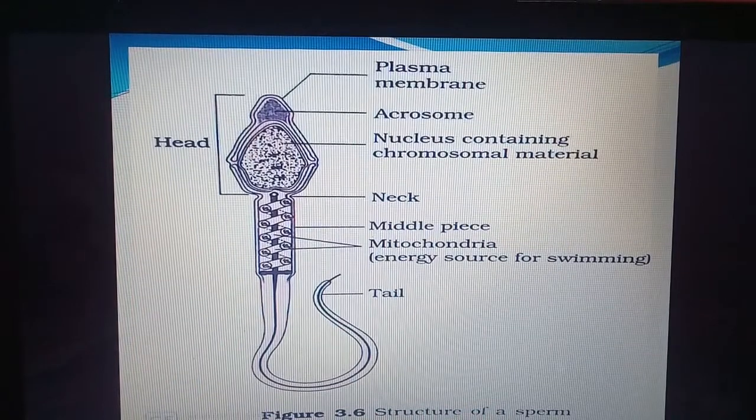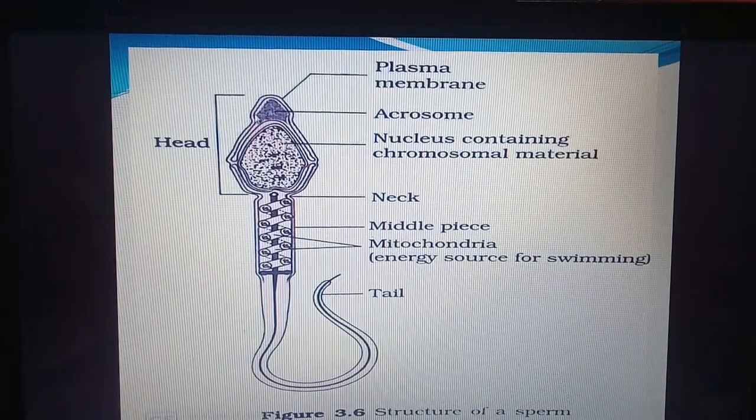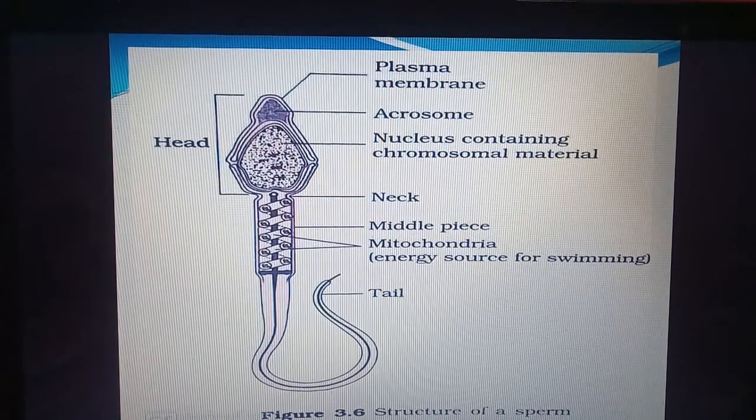Here we can see a mature sperm of a human being. It has a head. Now the head contains the acrosome, which is a cap-like structure. It is actually the Golgi body. Then the head is mainly made up of a nucleus which has DNA, chromosomes. The chromosomes are haploid. They are half in number.